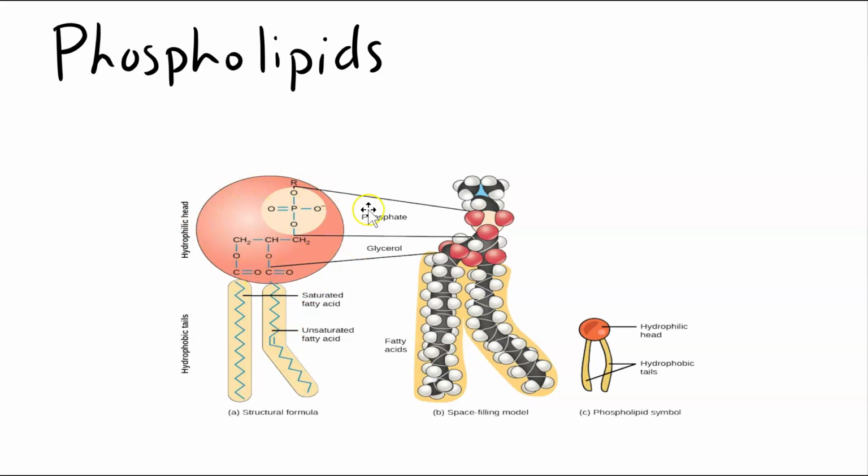This polar head region is water loving. That is due to the phosphate that's found on the glycerol, meaning it will interact well with water, but the hydrophobic tails, the fatty acid tails, retain their hydrophobic nature and do not interact well with water.